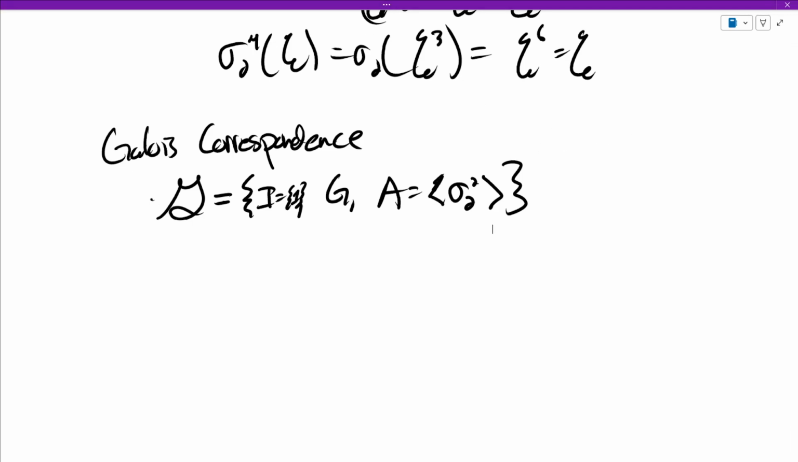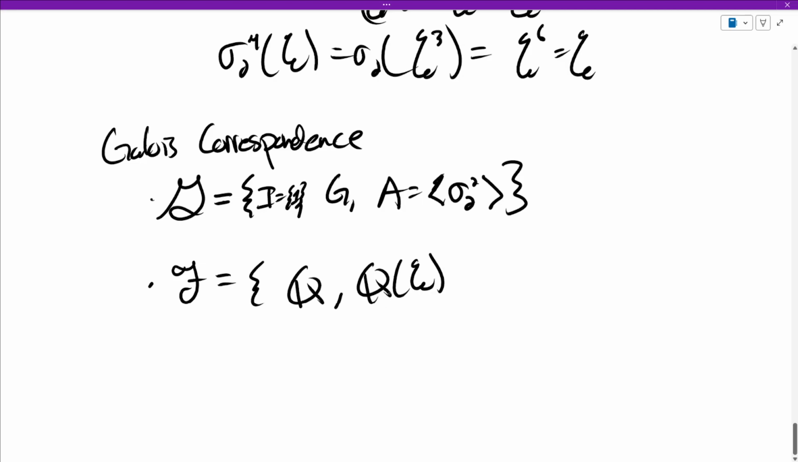And we actually had you already work out what the fixed field was for A. For F itself, we have, of course, Q. We have Q adjoin zeta, the whole field. Those are always in F, the field you're extending and the extension. And then we had this weird field, which was Q adjoin zeta plus zeta to the fourth, which you found in homework 11 or 10, I forget.